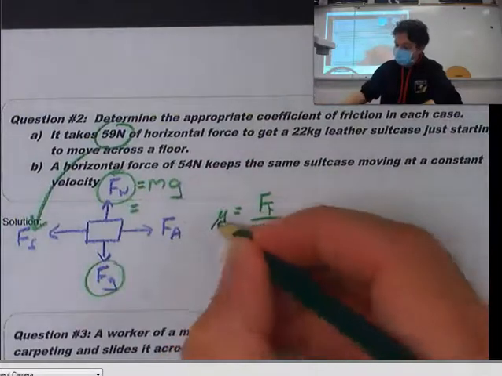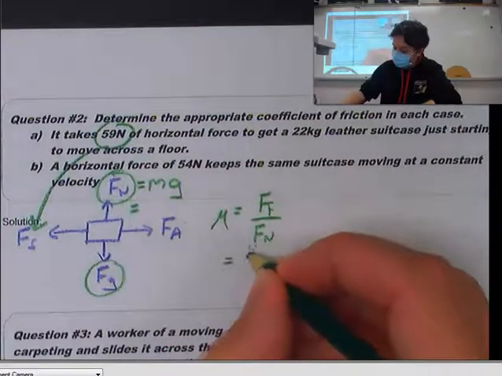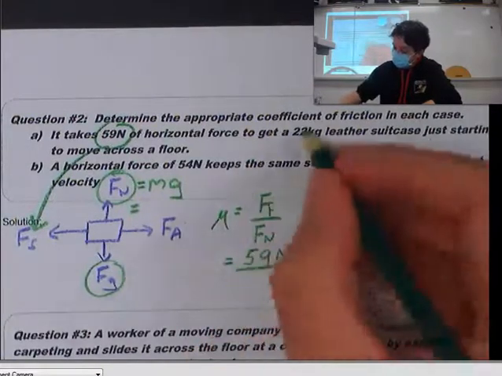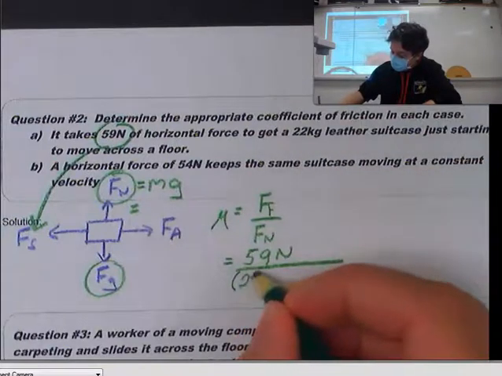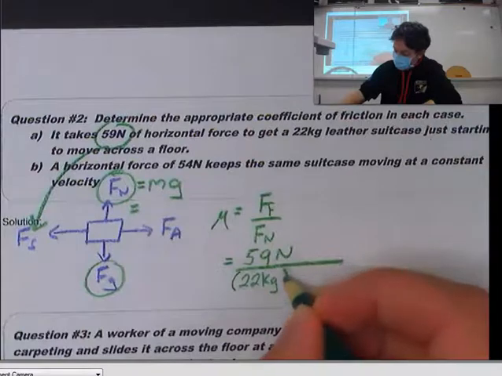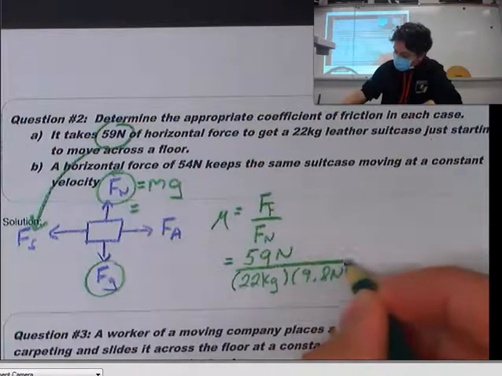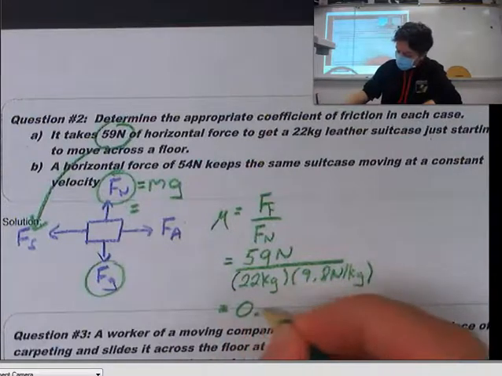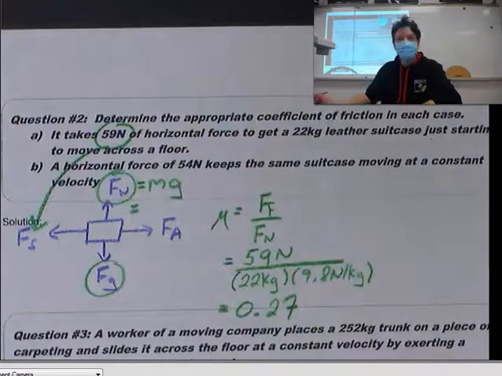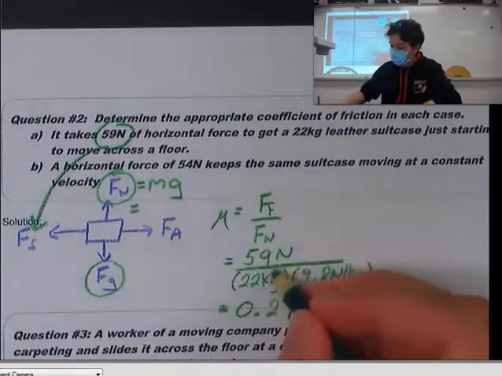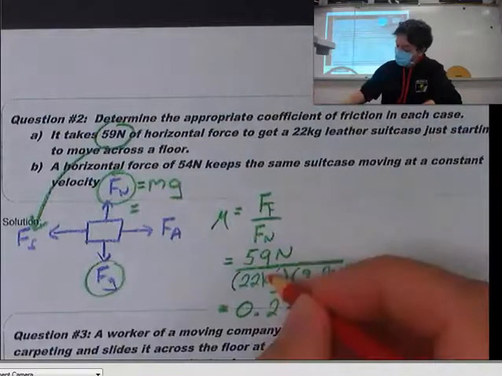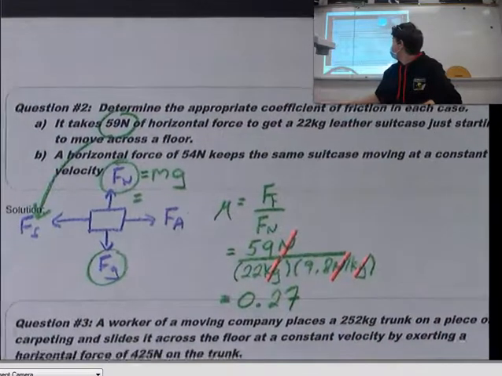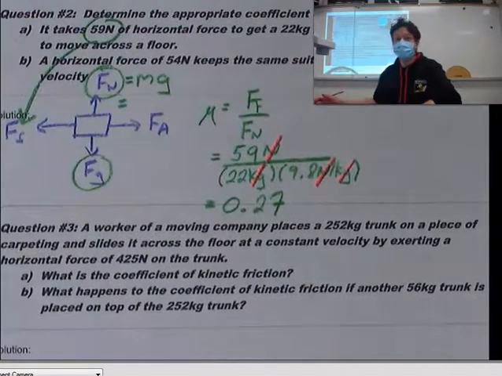So mu would be Ff, which is 59 newtons, divided by Fn, which is mg, or 22 kilograms times 9.8 newtons per kilogram. And when we do that, we get the value 0.27. Now the coefficient, if you look at the units, kilograms cancel and newtons cancel. So there are no units for the coefficient. There's also no direction. It is simply a ratio.